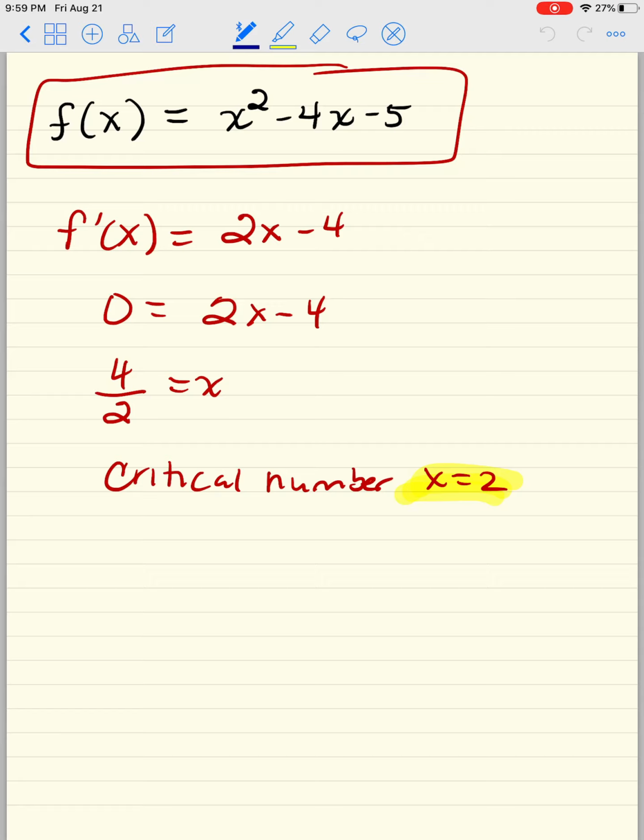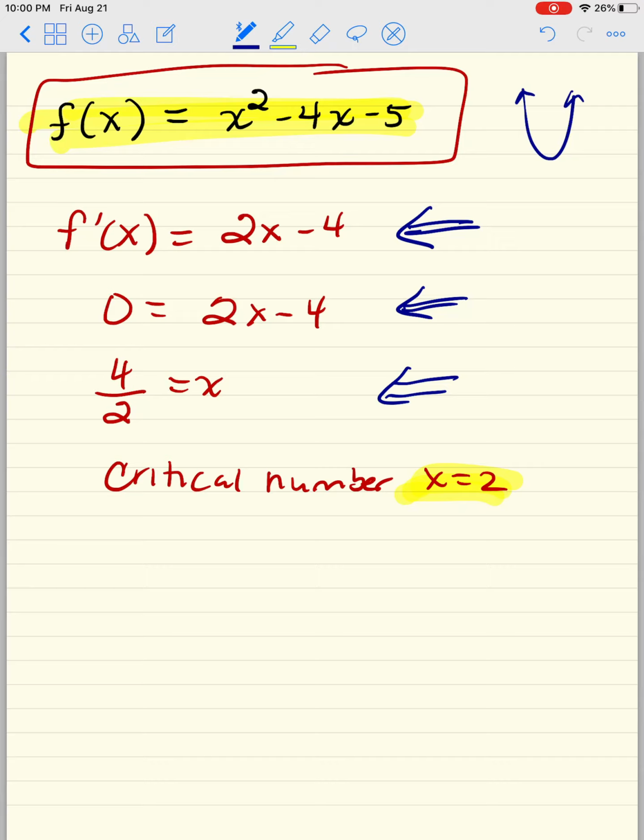Okay, so I'm going to pick up from the two examples that I just did in my last video. So we have a function called x squared minus 4x minus 5. It's a parabola. We know that it's going to open up like this. First, what we did was we found the critical number by taking the derivative, that's this part here, setting it equal to 0, that's this part here, and solving for x. We found that x is equal to 2, and that's a critical number.